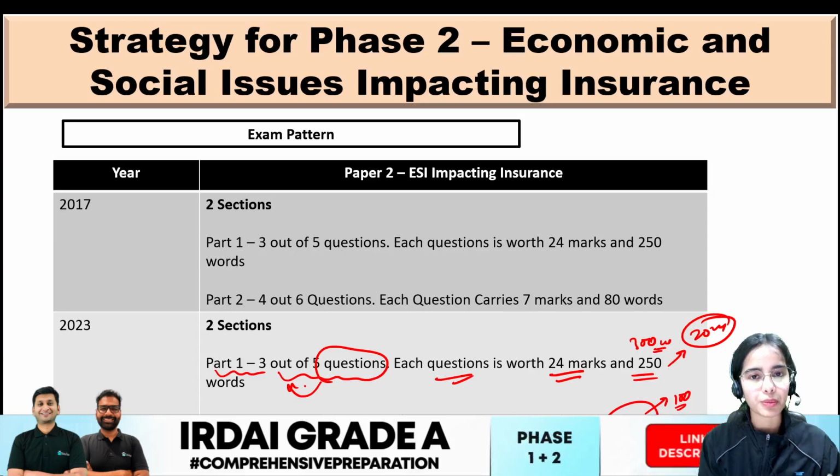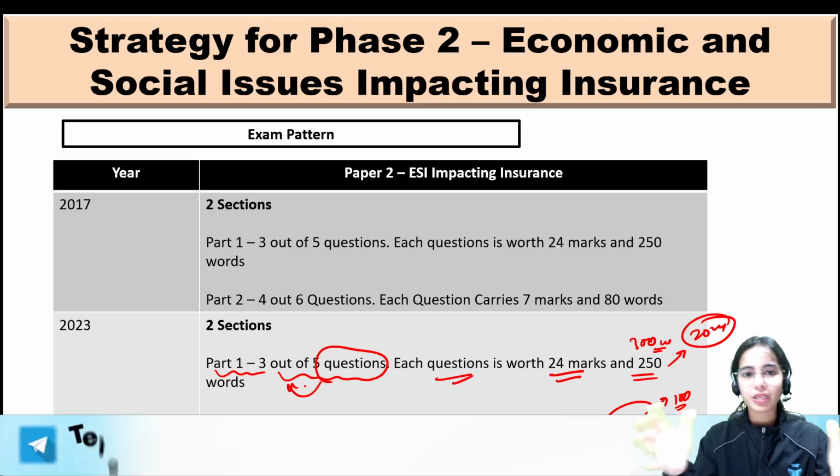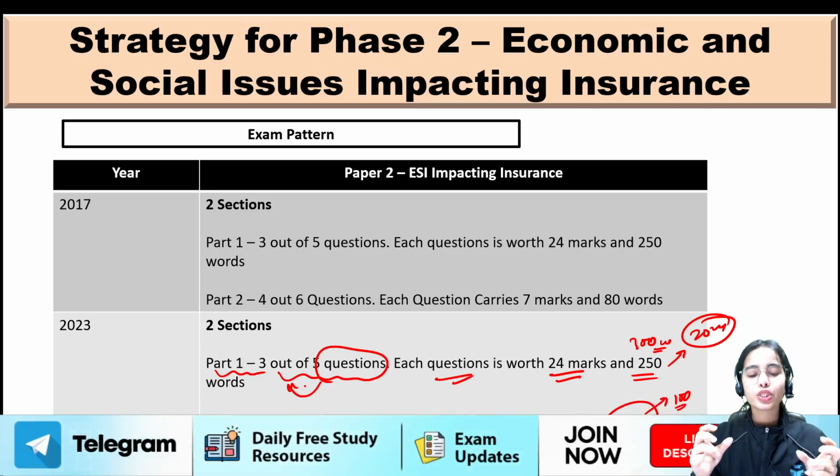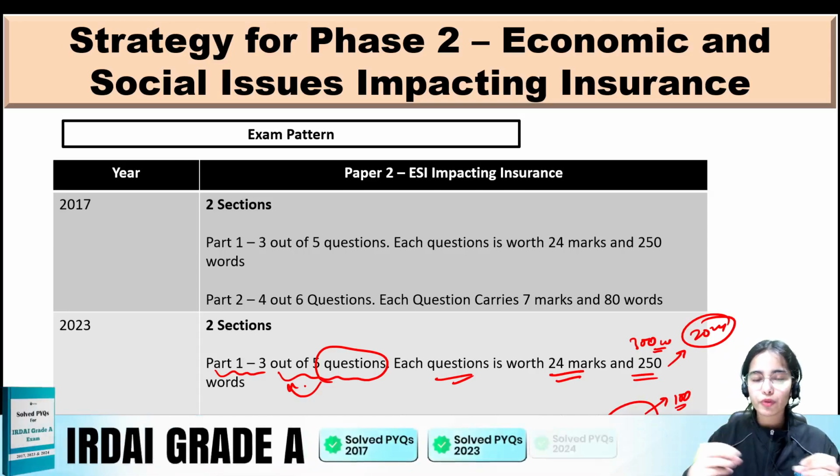No, that will not happen. It might be increased from 250 to 300, 300 to 350, but that will be the range. Okay, so remember that the word limit can fluctuate. Okay, the number of questions can fluctuate.